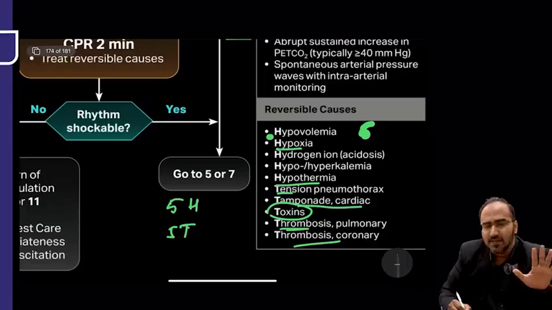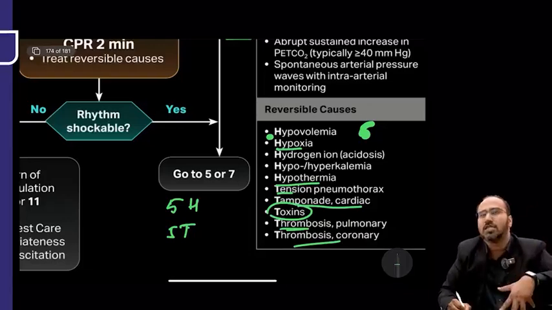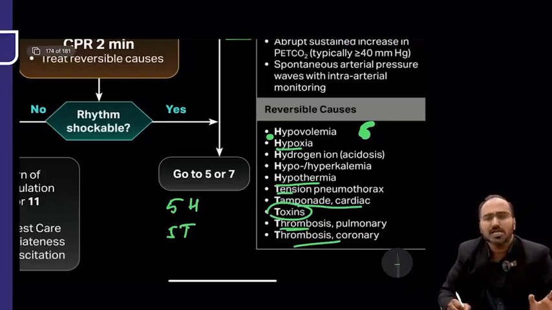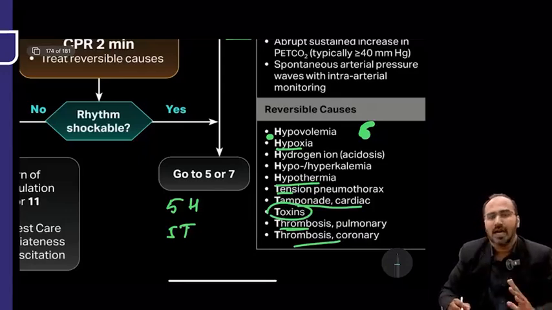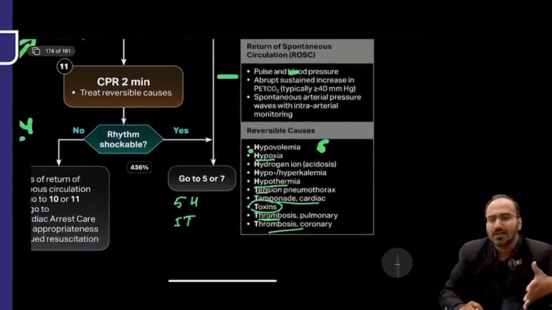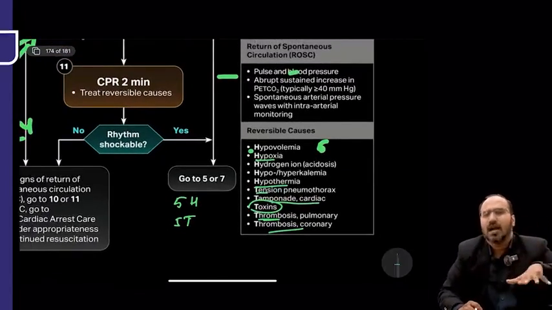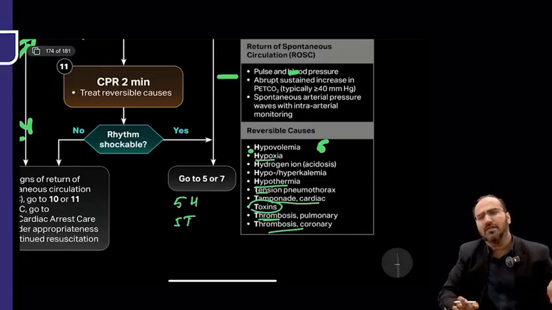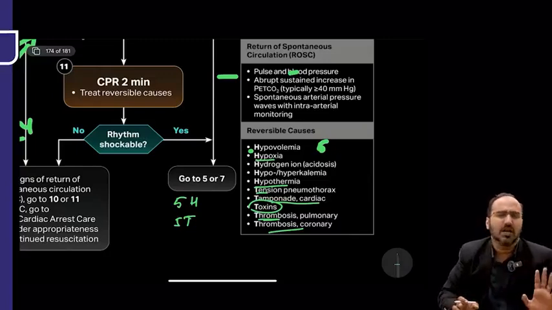So for the 5 H's and 5 T's, you need to find out the causes and rule them out if the patient is still not being reversed. You continue unless and until you revert the patient, or it is 40 to 45 minutes and the patient is still not reverted. That means the patient is now dead.